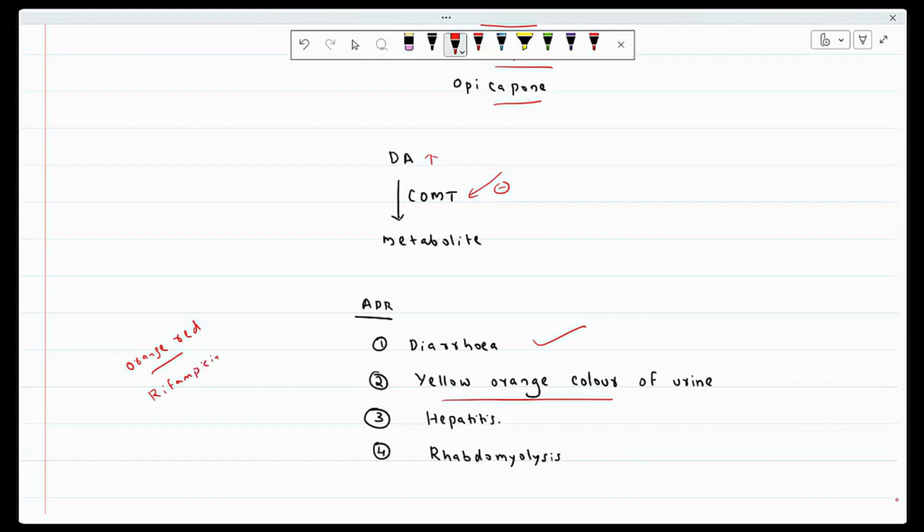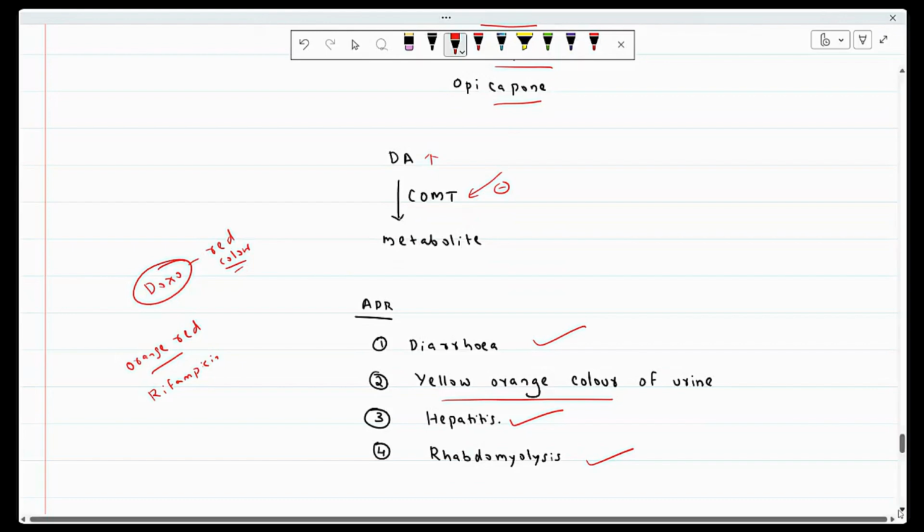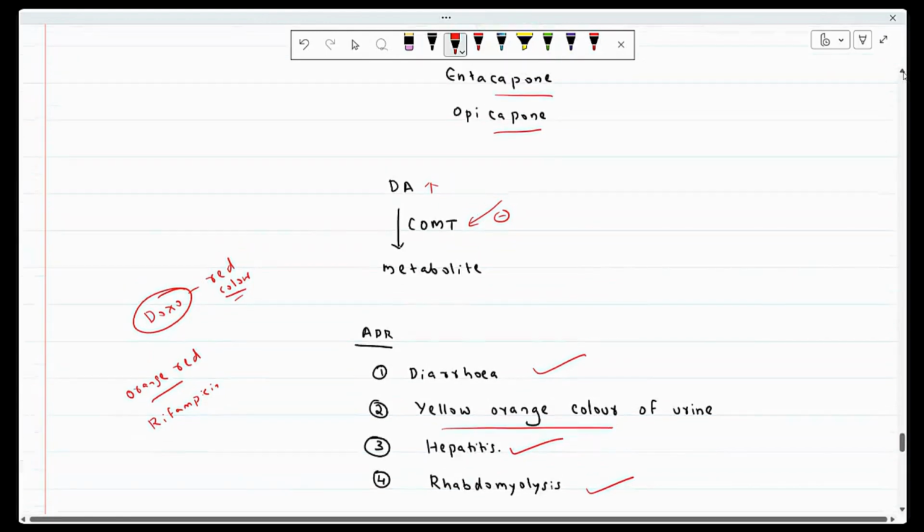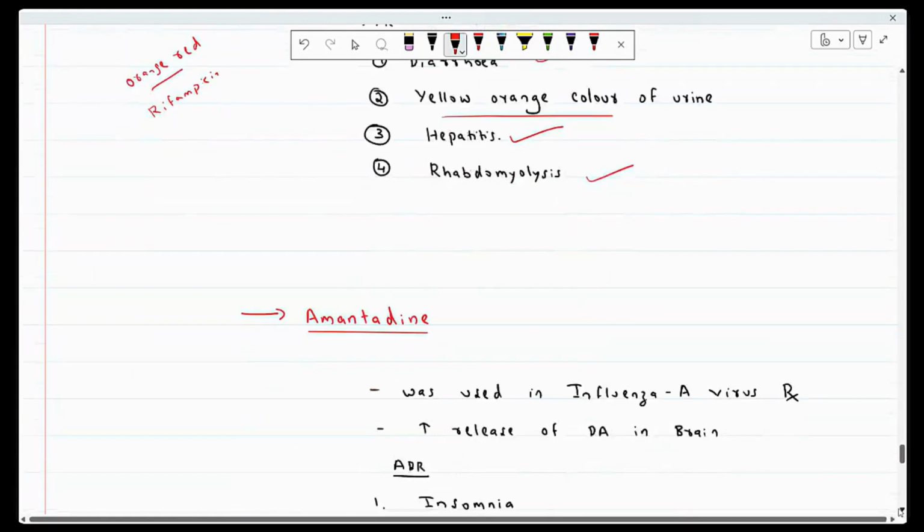When I told you about the anti-cancer drug doxorubicin, I told you red color urine. Okay, so these are the things you can remember. Now yellow color urine will be due to the COMT inhibitor, hepatitis, rhabdomyolysis. So these are also the adverse effects of COMT inhibitors. These are not very important, but you can remember.